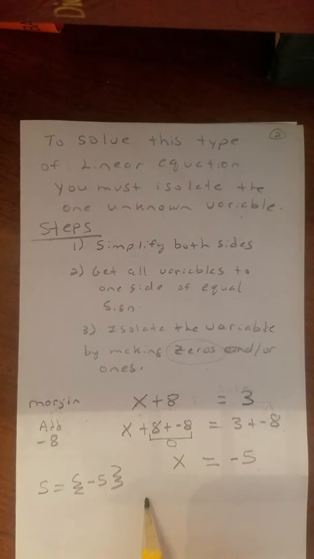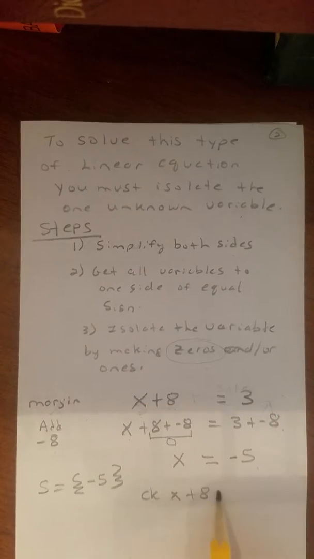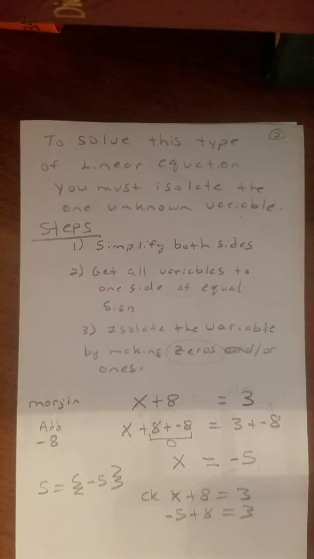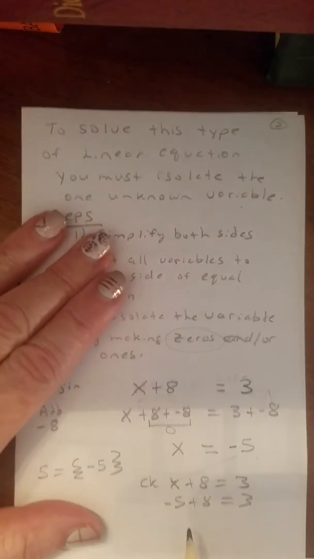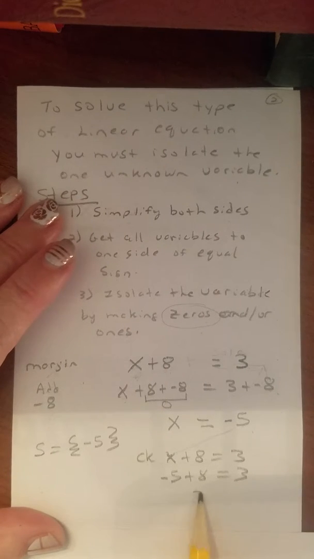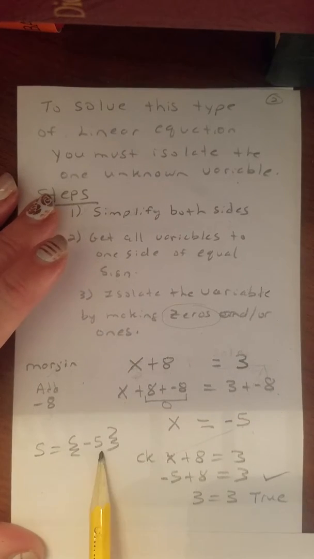Well, let's do a check step and let's check that, okay? How do we check it? We take the x plus 8 equals 3, the original equation. We plug in our solution: negative 5 plus 8 equals 3. And negative 5 plus 8 gives me a positive 3. This is a true statement, so it checks. x equals a negative 5 is true.